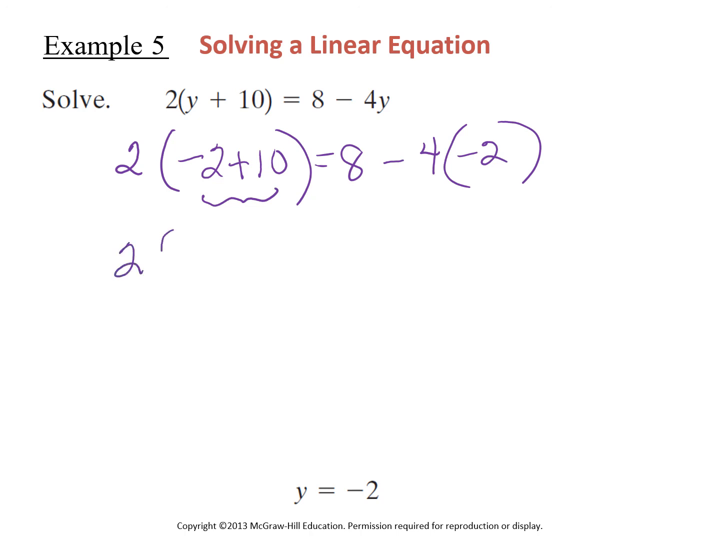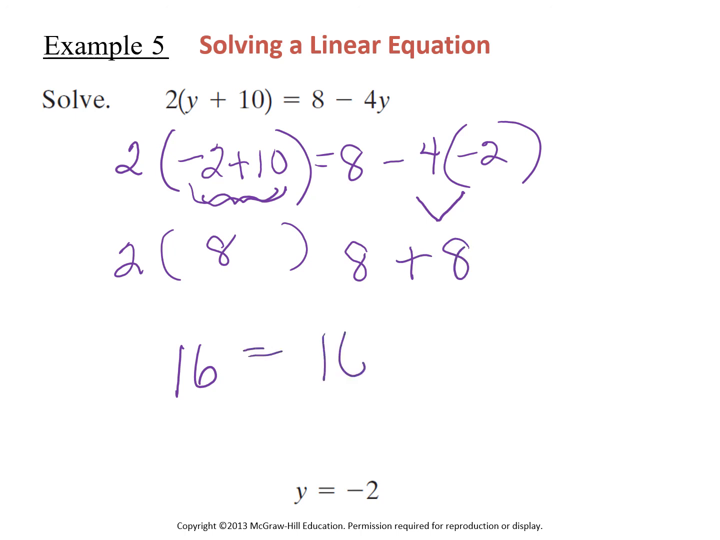So I have 2, and negative 2 plus 10 is 8. So I have 16. And on the right, I start with the multiplication. So I have 8 plus 8. And so I get a balanced statement, 16 equals 16.